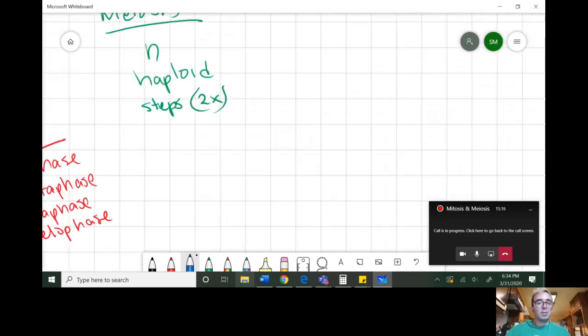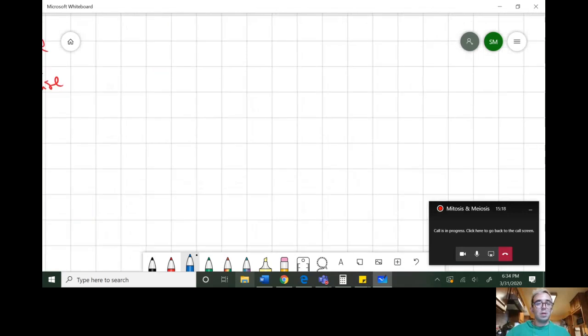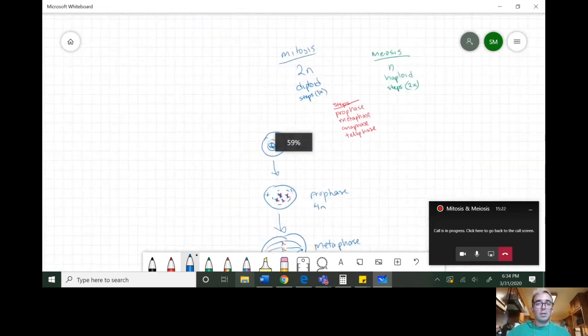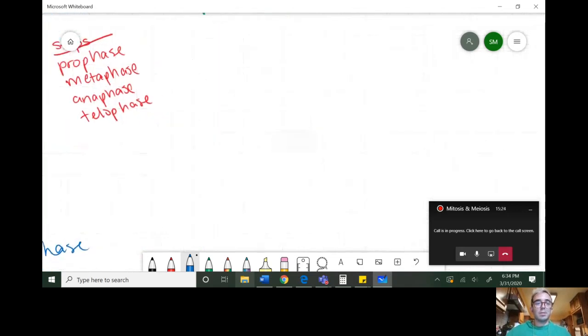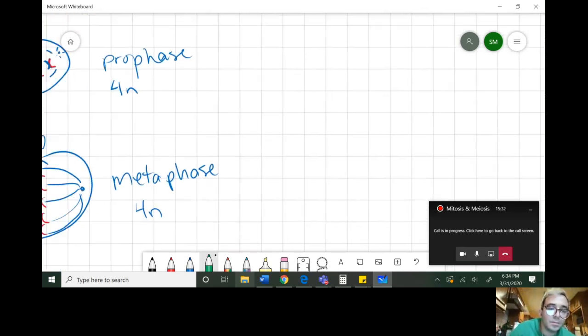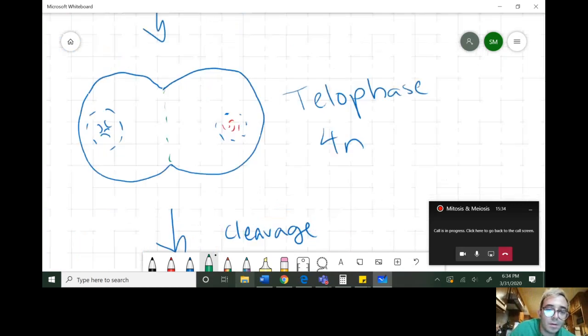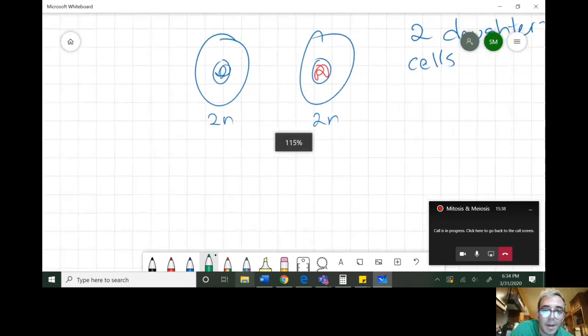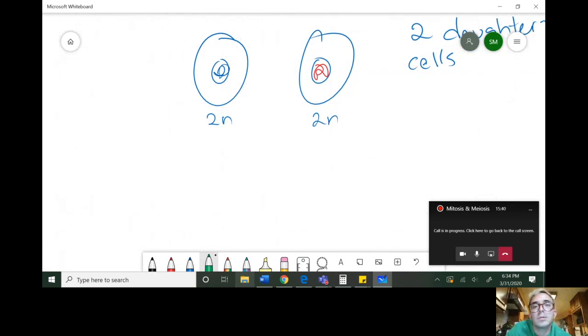Okay. Well, what about meiosis, you asked? Glad you asked. I do it sideways. That's okay. So we're going to start right here. Bam. We have our two daughter cells.